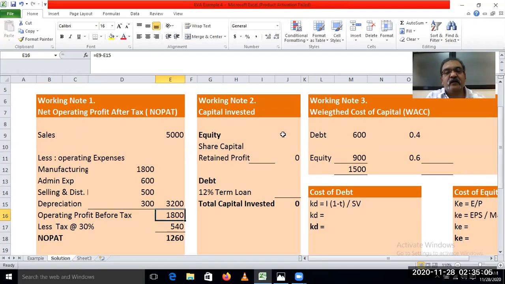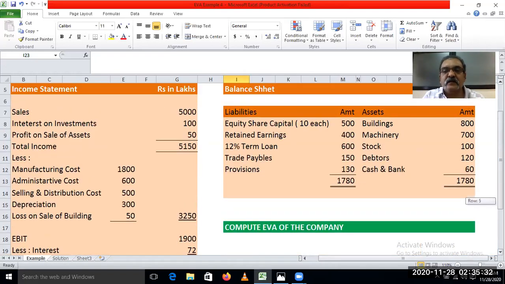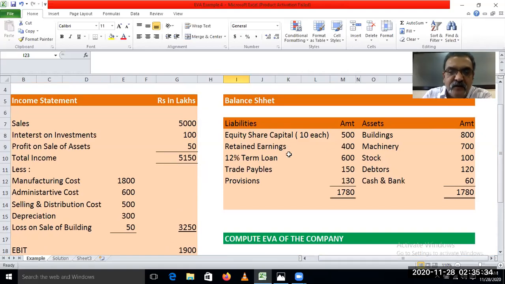Now the second working note, to find the second component, capital invested. Capital invested is equal to equity plus debt. What consists of equity? Share capital plus retained profit, meaning reserves and surplus. Share capital includes equity share capital as well as preference share capital. Now just go to the example. In the balance sheet, liability side, we can find these items. Here no separate preference capital and equity capital is given, only one amount is given as equity share capital.